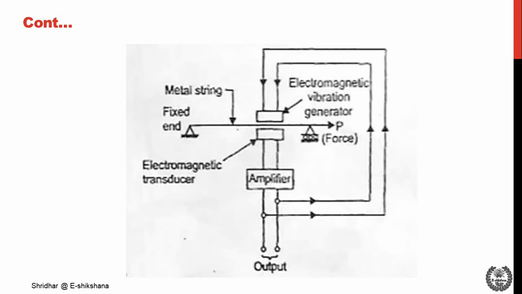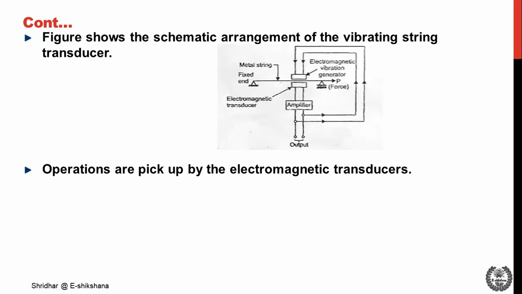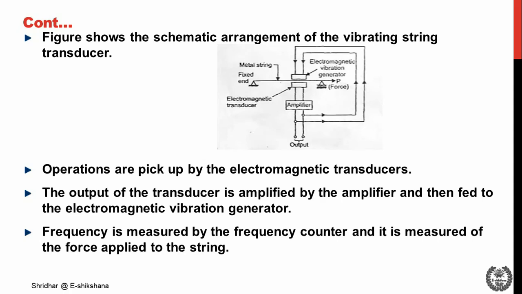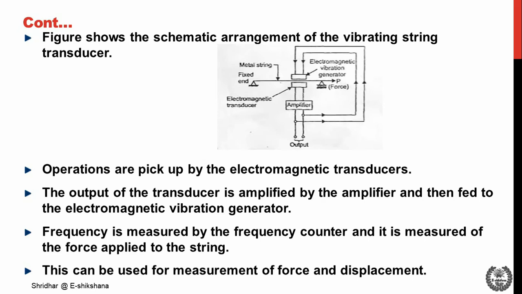The arrangement is shown in the diagram, which consists of a fixed end, a metal string that is stretched, an electromagnetic vibration generator, and an electromagnetic transducer connected with an amplifier. The vibrations are picked up by the electromagnetic transducer. The output of the transducer is amplified by the amplifier and then fed to the electromagnetic vibration generator, which maintains the string vibration at its natural frequency, F. The frequency F changes due to a change in the force, P. The frequency is measured by the frequency counter and is a measure of the force applied to the string. This transducer can be used for measurement of force and displacement. Vibrating diaphragm and cylinder type transducers have been developed to measure pressure.